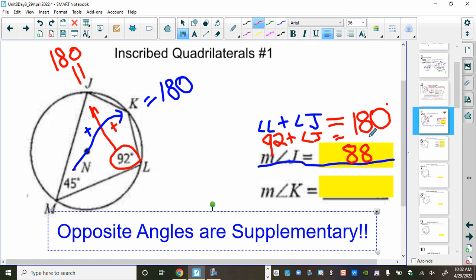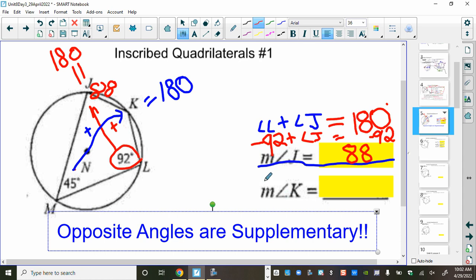Well, basically, 92 plus something has to equal 180 because L and J add up to 180, right? So we already have 92. We need to figure out how much more. So we subtract 180 minus 92. You subtract 92 on both sides. That's how we get the 88. So 88 is going to be the measure of angle J.